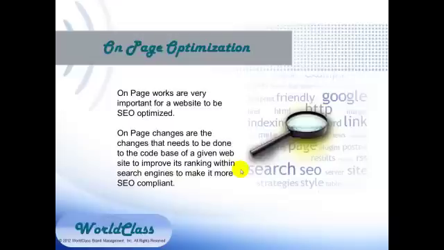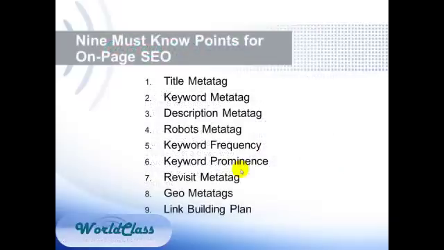Now, let's talk a little bit about on-page optimization. On-page optimization is very important for a website in order for it to be ranked. These are things that need to be done to the code base. This is different than the cosmetics. What we're talking about is really the underlying information architecture, or the software code, that instructs the search engines how to read your website. We're going to give you a detailed list, but these are the 9 must-know points for on-page optimization.